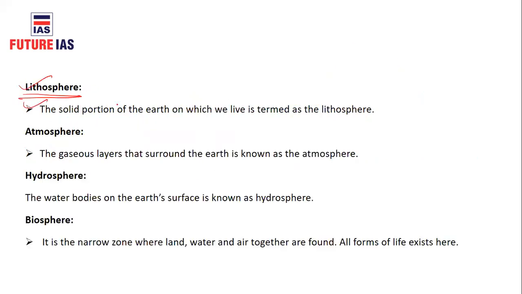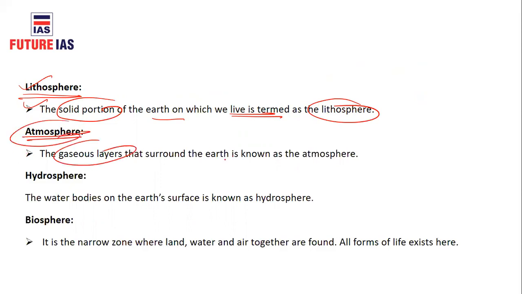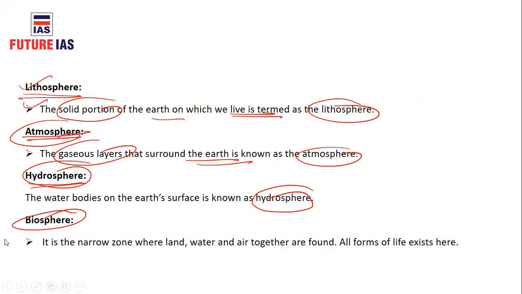The lithosphere means the solid portion of the earth on which we live. Okay. Atmosphere means the gaseous layer which surrounds the earth. Hydrosphere means it is the domain of the earth which is covered by water bodies. What is biosphere? It is that zone where land, water, and air are found together, where you will find all forms of life.